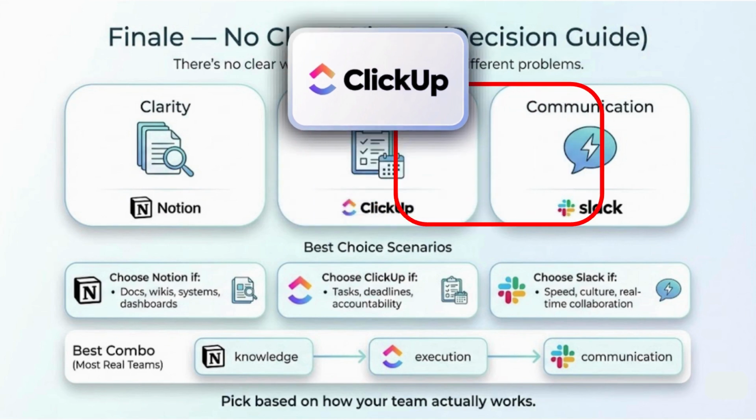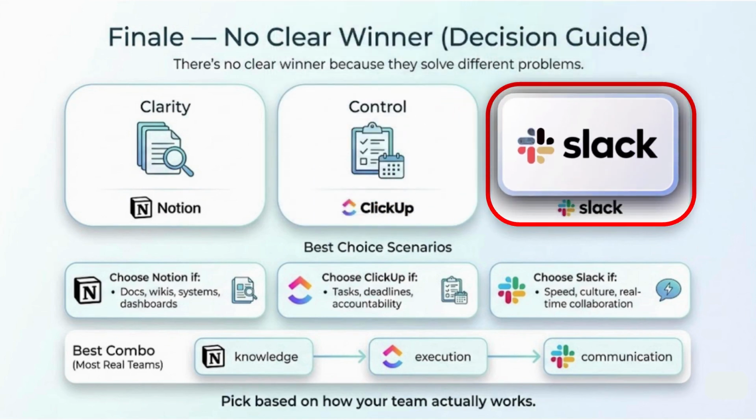If you want communication, choose Slack. Now, if your team struggles with slow decisions, miscommunication, long email threads, then your problem is team coordination. That is where Slack is the strongest. Slack is for fast conversation, instant updates, and building team culture. Basically, Slack makes teams feel more connected. It's not a system builder, not a task control, it's just the place where our work happens.